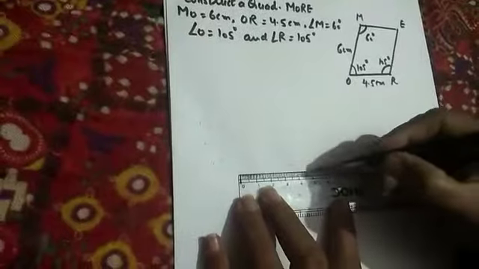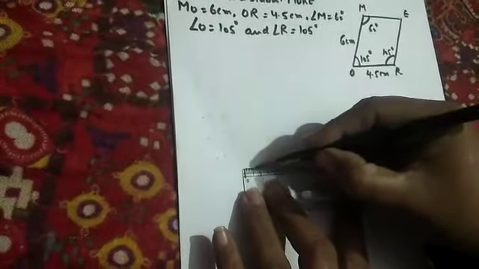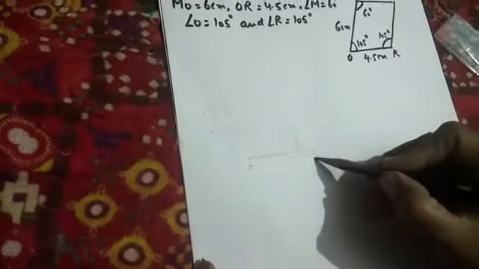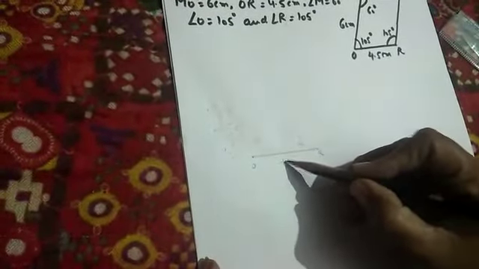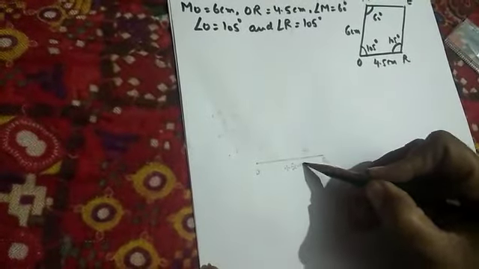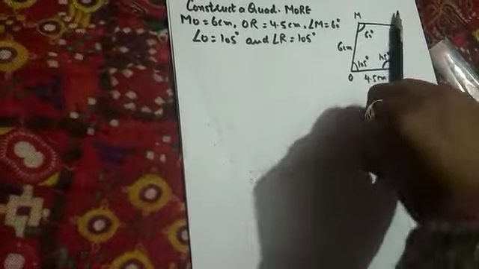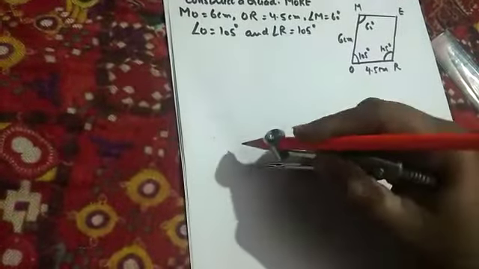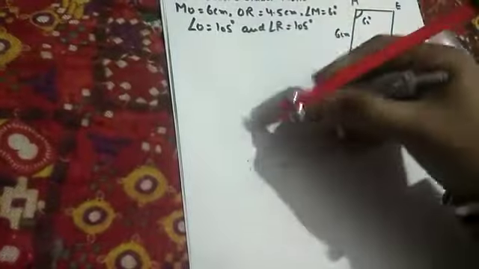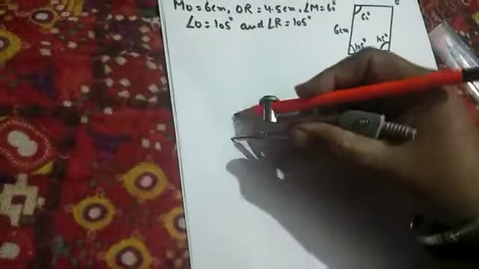First of all, we'll draw OR 4.5 centimeter. We'll take base 4.5 centimeter as shown in a rough figure. Now at point O and R we have to draw 105 degree angle. So we'll draw 105 degree at point O and at point R.